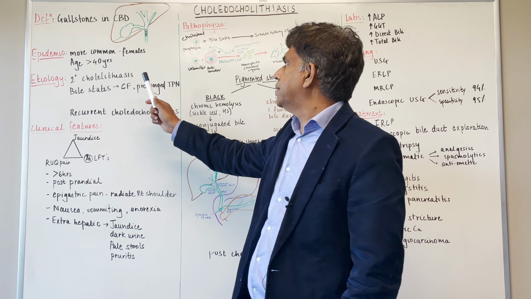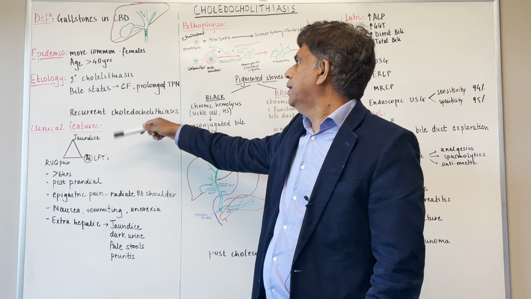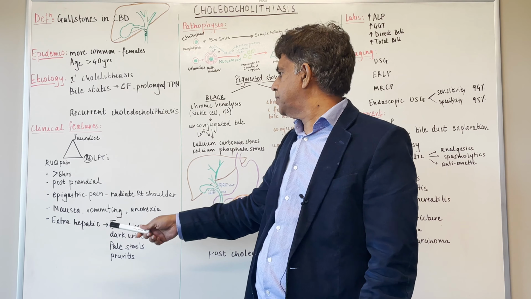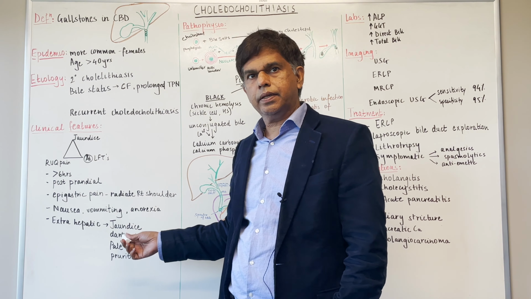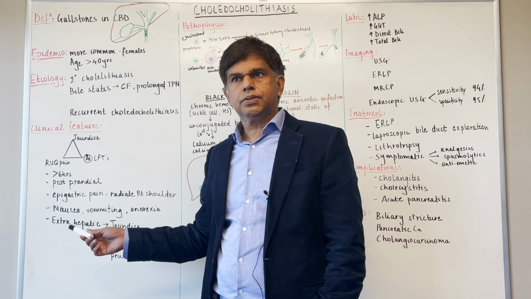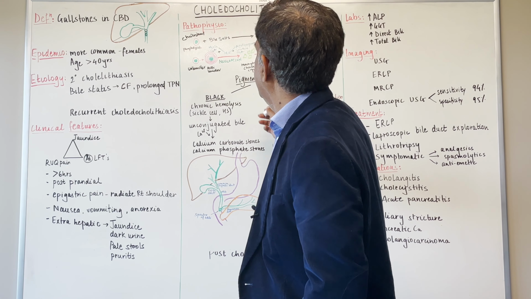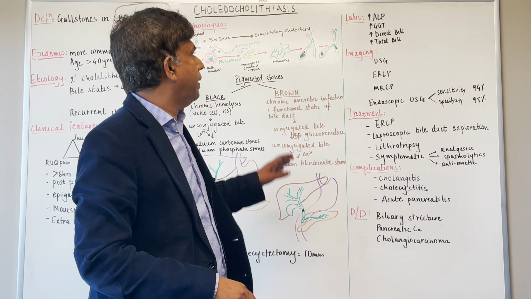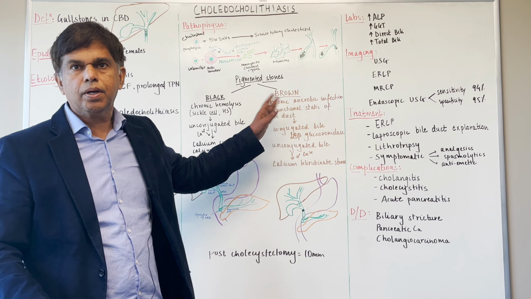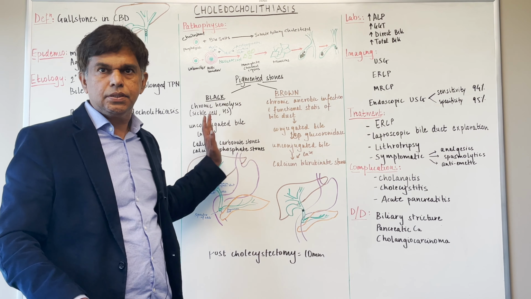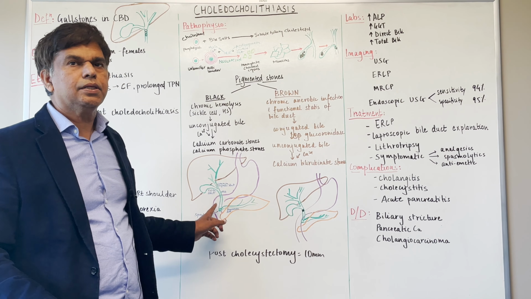We know who gets it? Females, right? And then we talk about the symptoms and all that, pain radiating, talk about the jaundice and all those kinds of things, okay? Because of the high bilirubin level. Then it's good to know, once you know the pathophysiology, how the cholesterol stone forms, right? 2 types of stone, black and brown. Remember, brown is infected, black is a sterile stone.